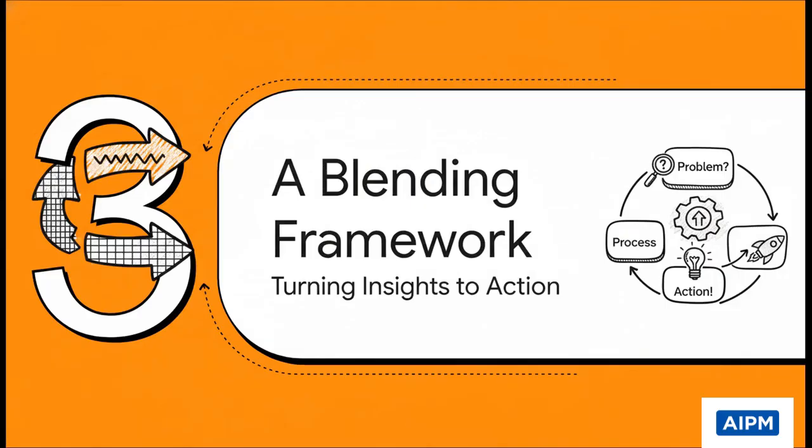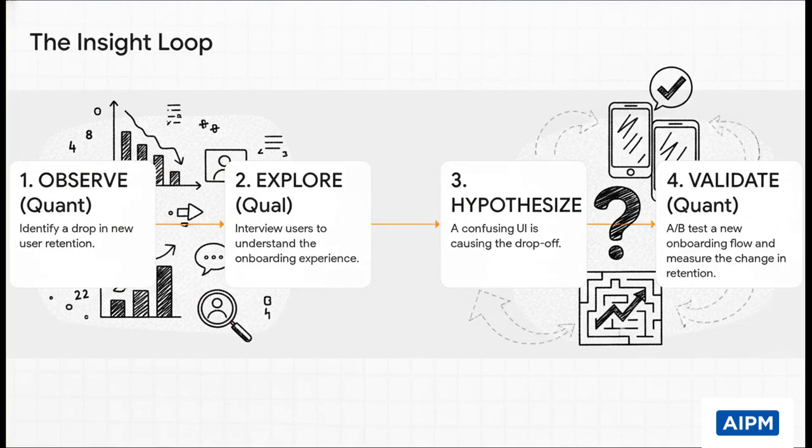Okay, so how do you make this discovery process something you can repeat? Let's take that insight and build it into a simple but really powerful framework that you can apply to pretty much any product problem you're ever going to face. And here it is. It's a nice, simple, iterative loop. Step 1, observe with numbers. You use your quantitative data to spot a problem, like that scary drop in retention.